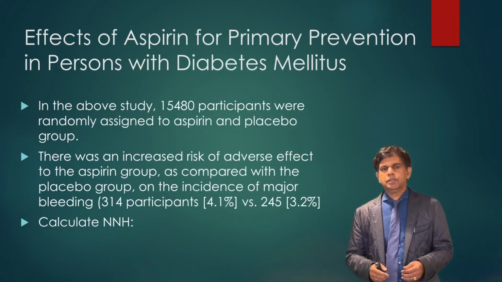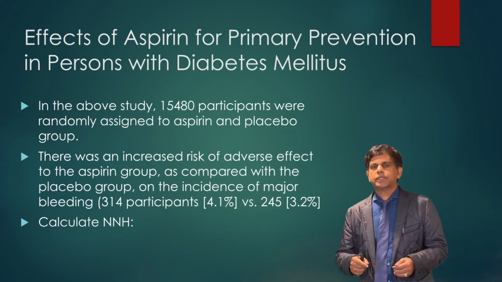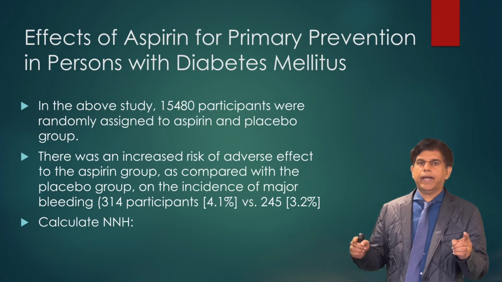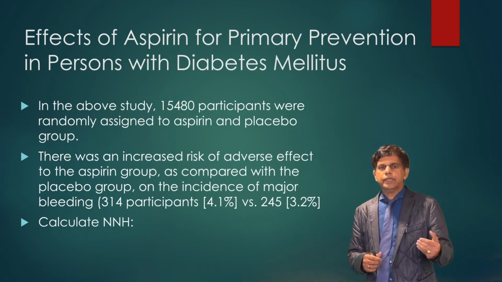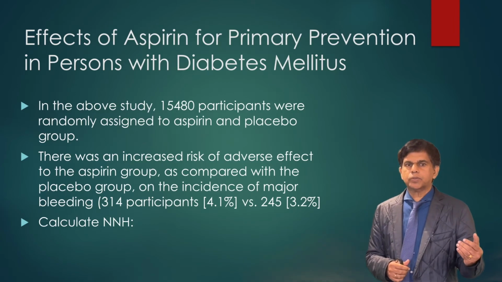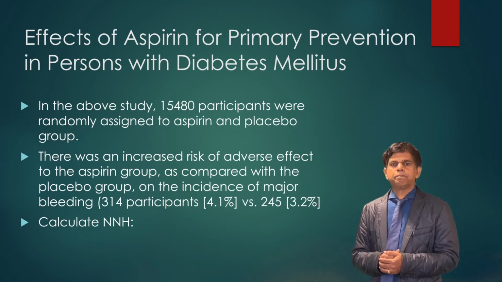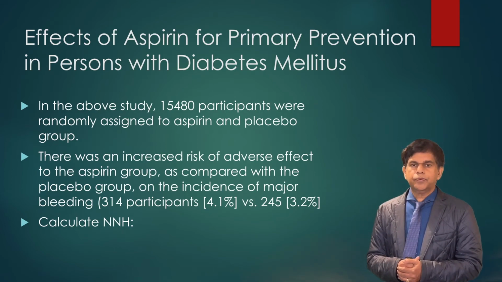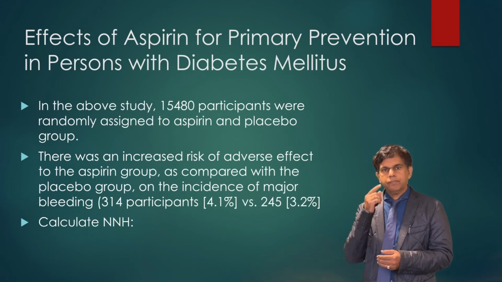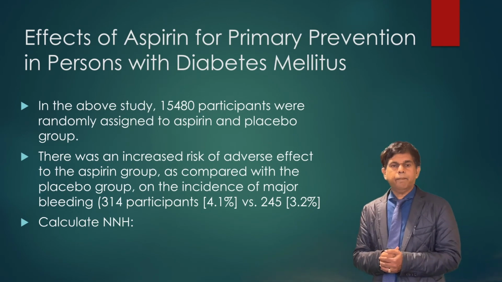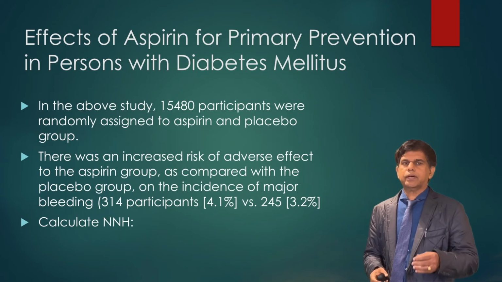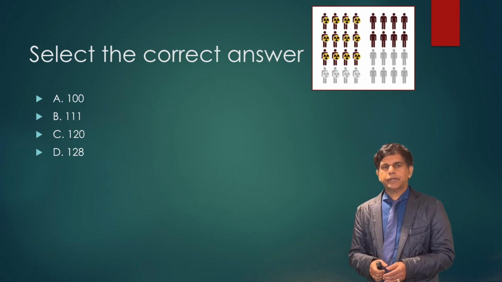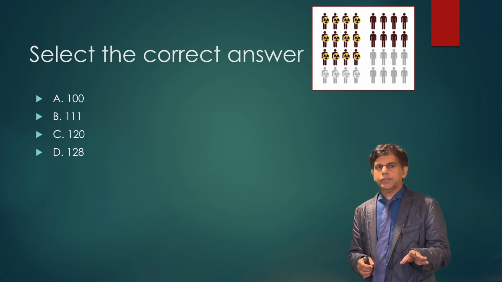Now let's look at one more example, effects of aspirin for primary prevention in persons with diabetes mellitus. In the above study, around 15,480 participants were randomly assigned to aspirin and placebo. There's an increased risk of adverse effect in the aspirin group as compared to the placebo group. On the incidence of major bleeding, 314 participants, that's 4.1%, versus 245 patients, which is 3.2%. Okay, so we need to calculate the number needed to harm. How do we calculate that? Now, let's look at our answers. We got option A, 100, option B, 111, option C, 120, option D is 128. I'm going to pause for a second. Please take your time and do the calculation.